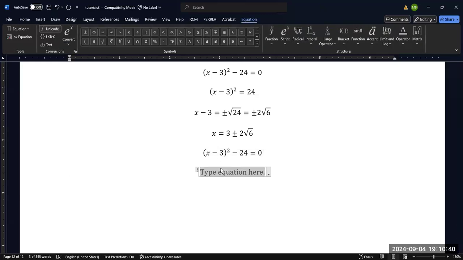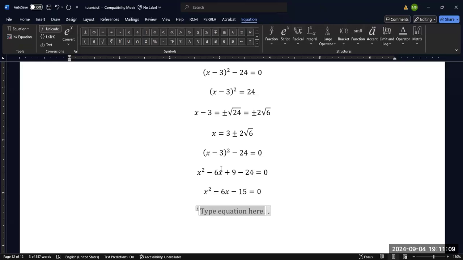And if we do that, we're going to get x squared minus 6x plus 9 minus 24 is equal to 0. And now I can combine like terms, x squared minus 6x, 9 minus 24. I think it's 15. Yes, negative 15 is equal to 0.